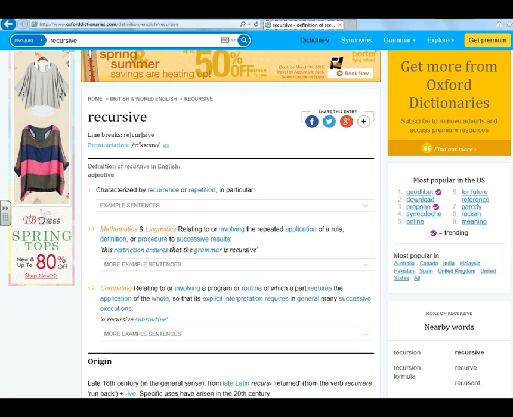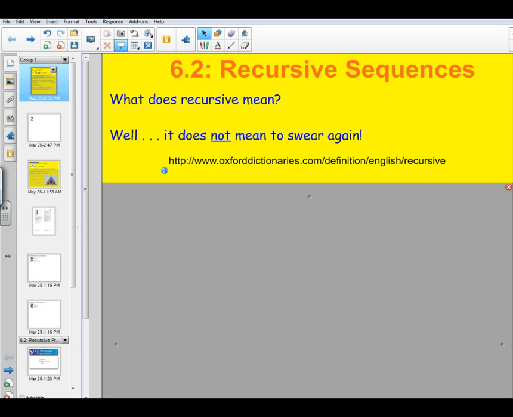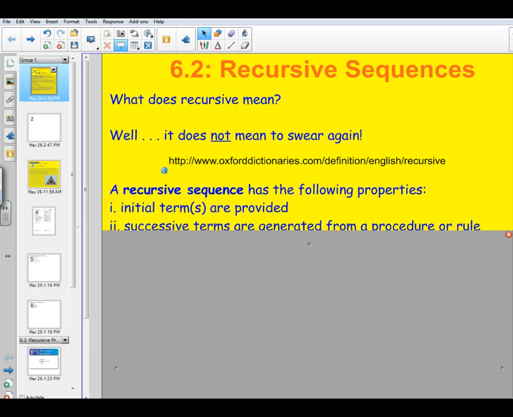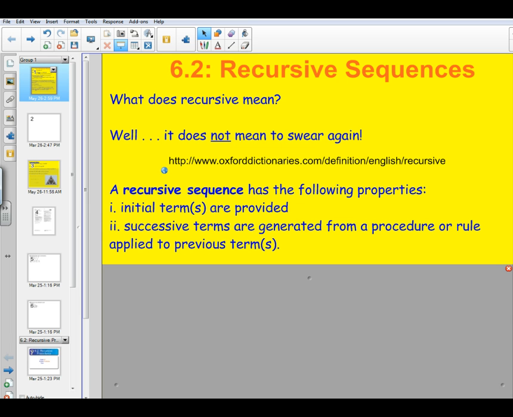All right, so we're going to return to our lesson note here in Smart Notebook, and these are the characteristics or properties of a recursive sequence that you're going to want to observe, take note of here. The first one is that initial term or terms must be provided, and the second condition is that we need to have a rule or procedure that is going to generate the other terms, the successive ones, from the previous term or terms. All right, so what does this all mean?